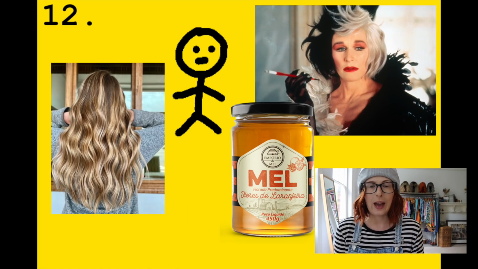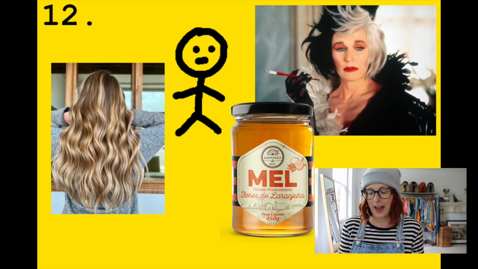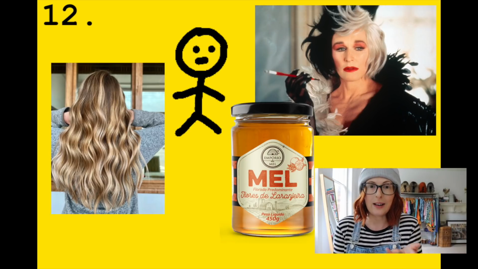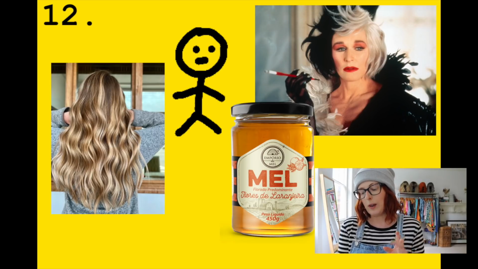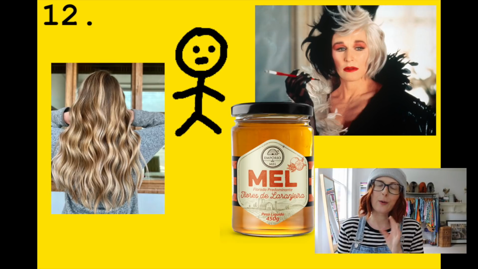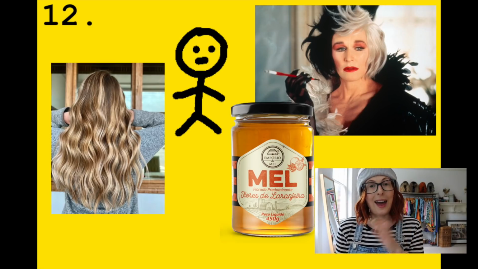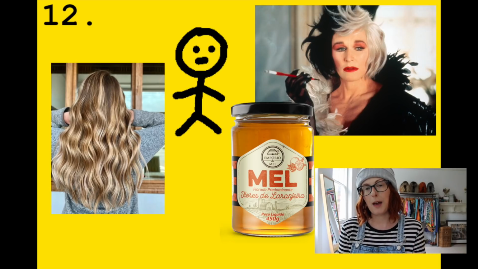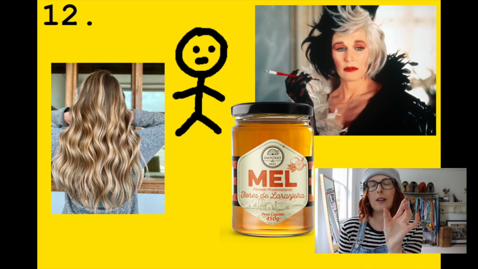Number 12, we have someone showing their hair. We have a stick man. We have Mel, so this is honey, Mel. And then we have Cruella de Vil, Glenn Close as Cruella de Vil, who is the one and the only. So this is hair, man, Mel, and we take the Vil from Cruella de Vil, Herman Melville.